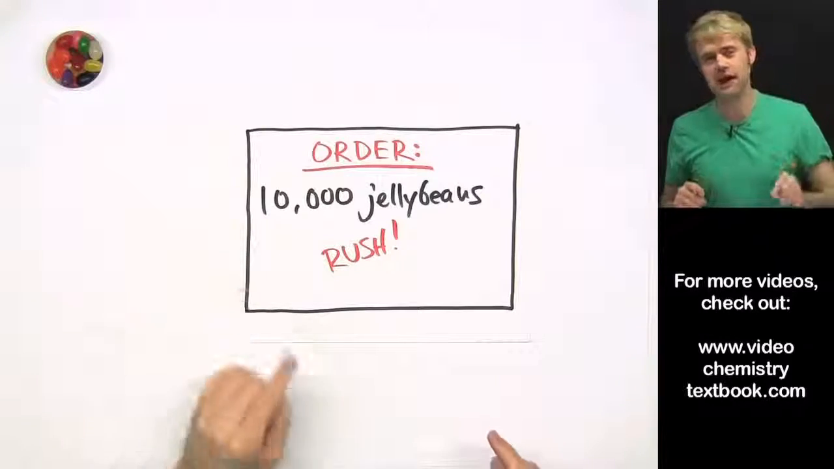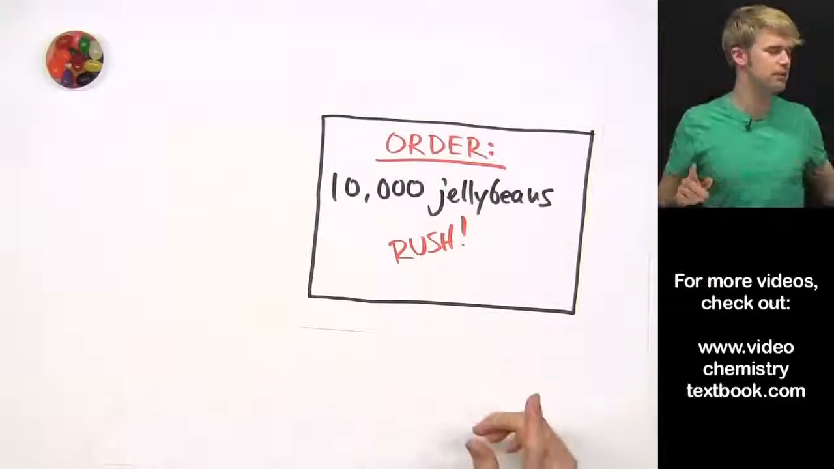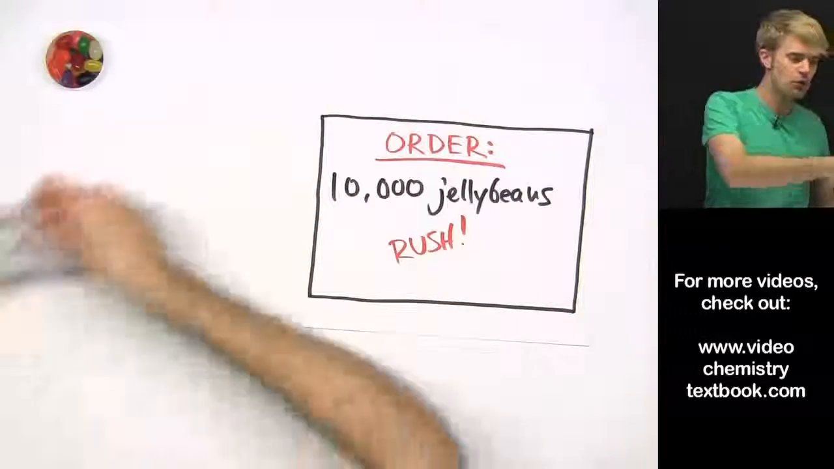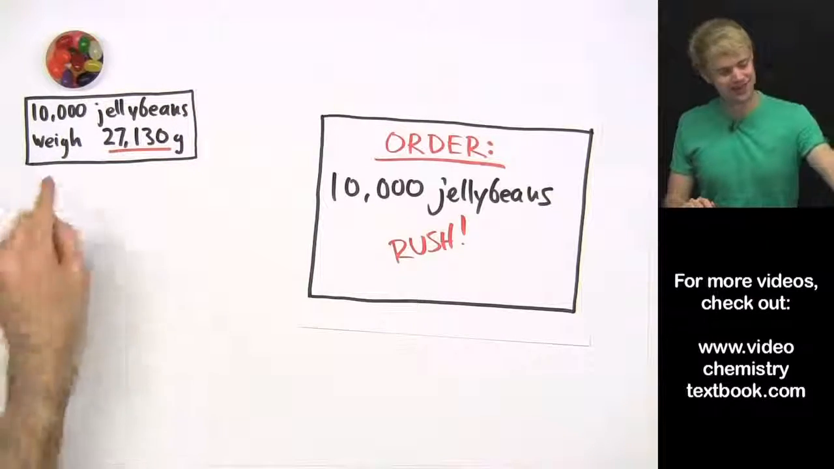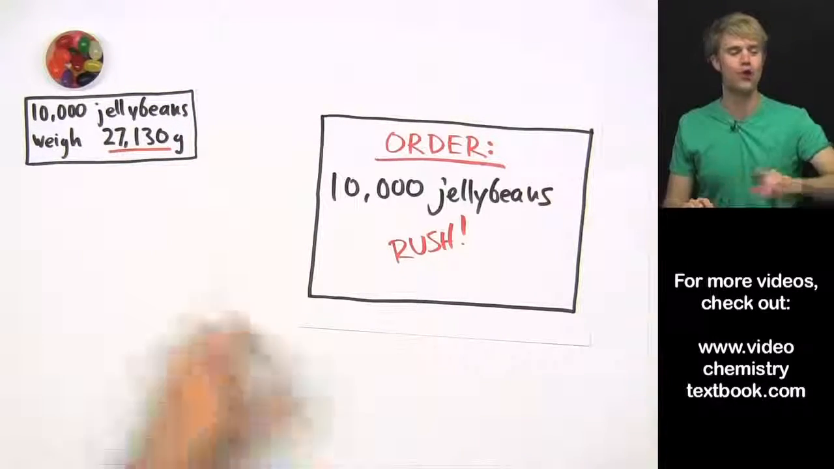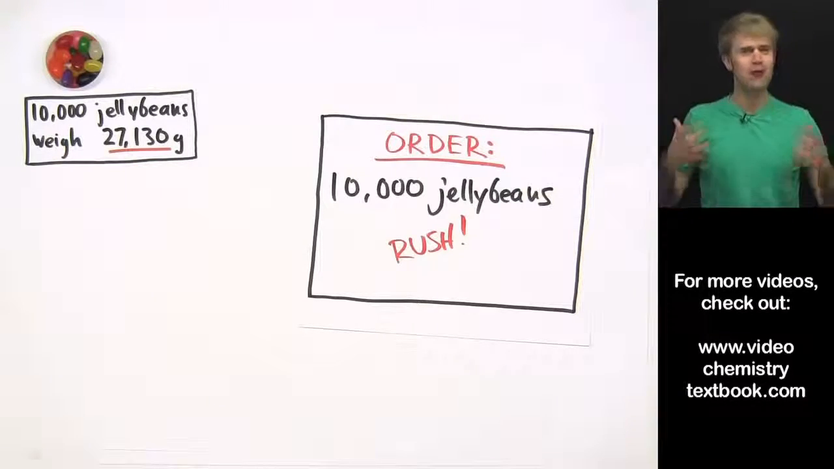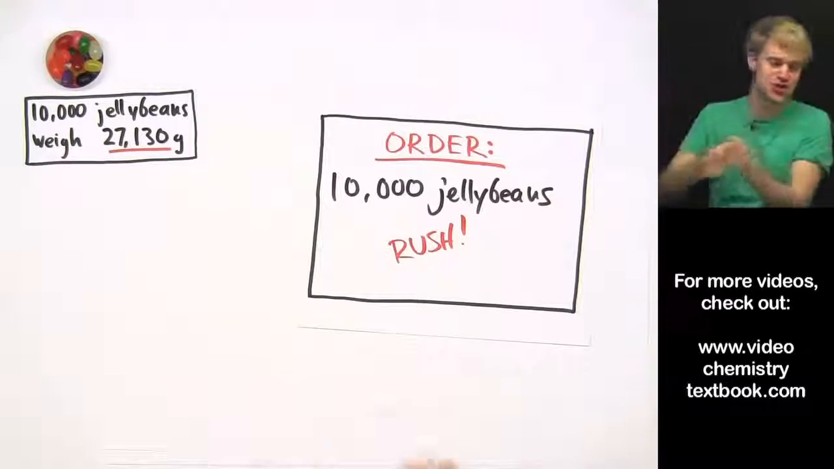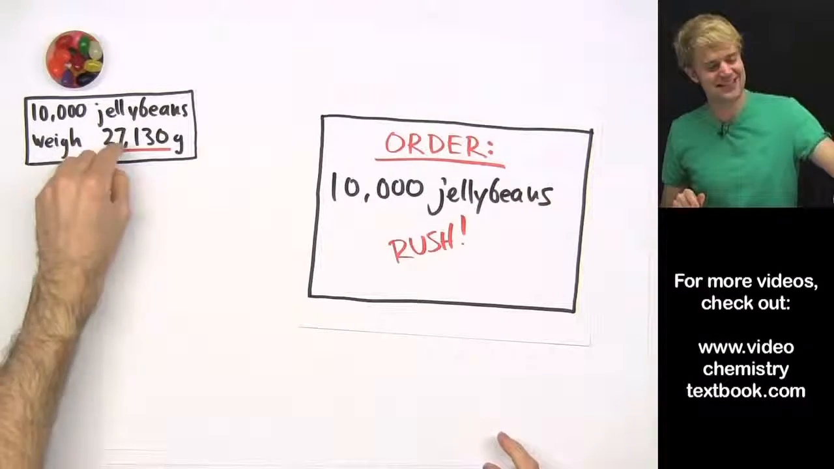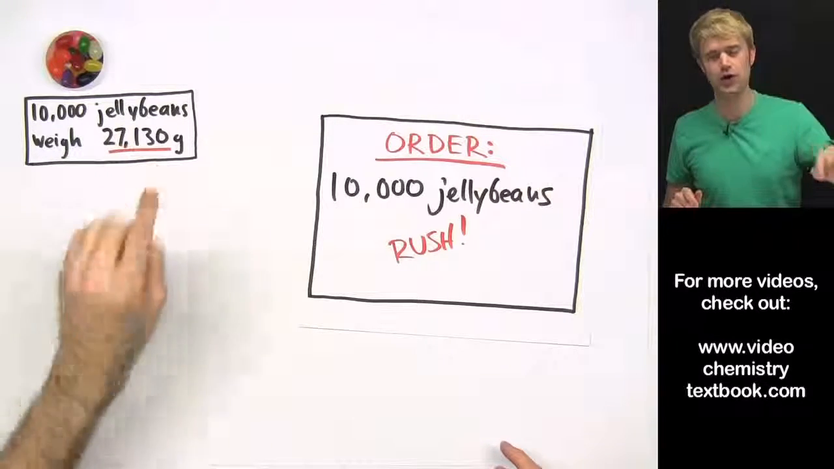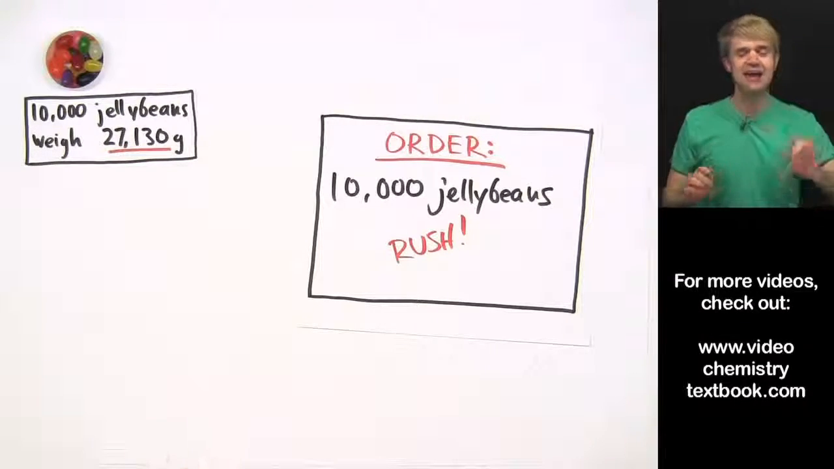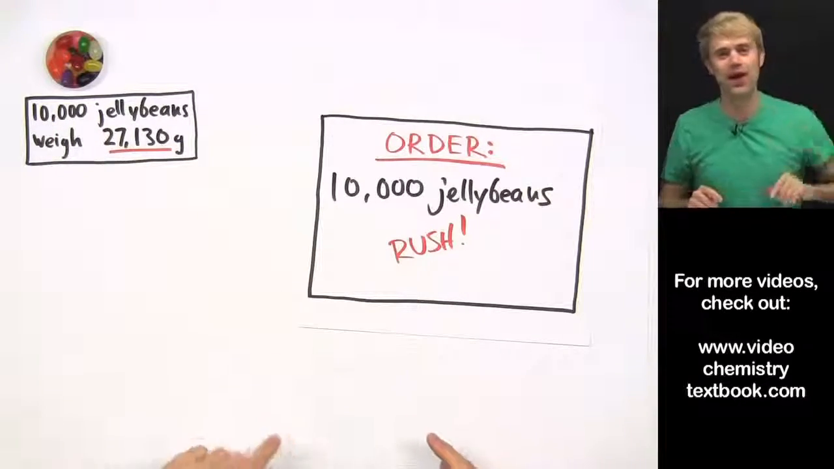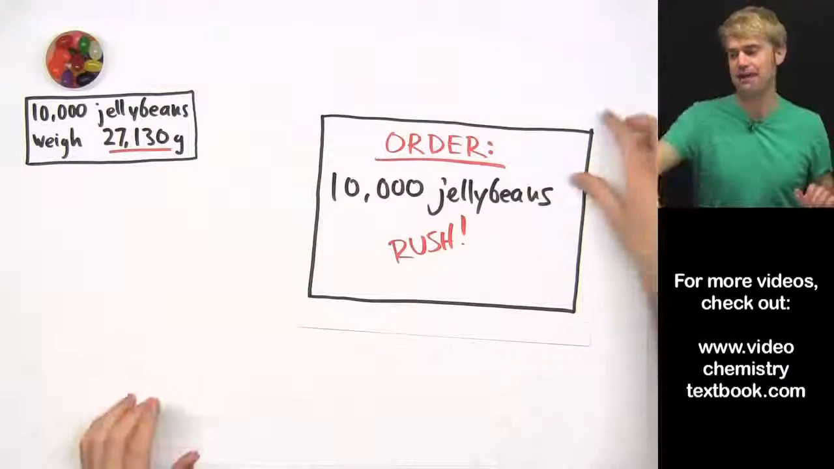What could make my life a whole lot easier? Well, one thing that would be really awesome is if I knew how much 10,000 jelly beans weighs, right? So what if I figured out that 10,000 jelly beans weigh 27,130 grams? That would be really awesome because then all I would have to do is put a big bag on a scale and just shovel the jelly beans in until I got 27,130 grams of them. So in other words, instead of having to count, if I know how much 10,000 jelly beans weigh, all I gotta do is weigh out that amount.